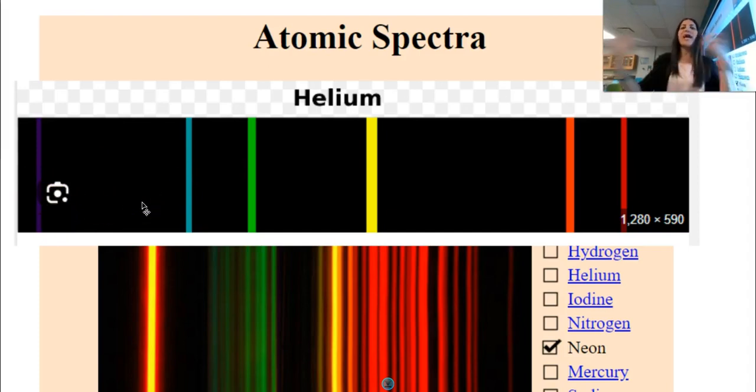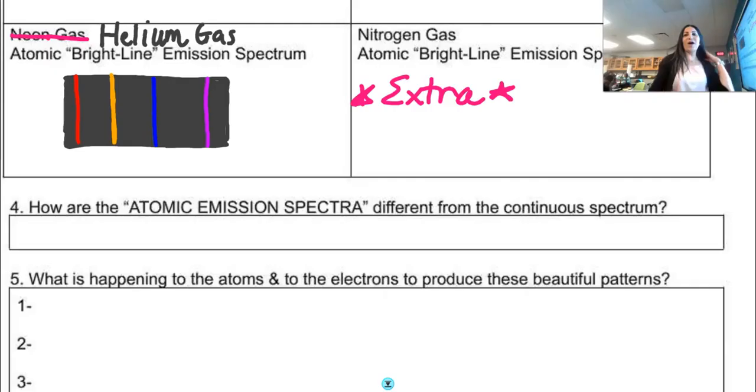So we're going to try to draw this. I am going to reverse it. I like to do it in order of increasing frequency. So I like to start at the red, which is lower frequency, and then head toward the bluish range. This is what we wrote down for the helium. Again, we crossed off neon, and this one is extra here.